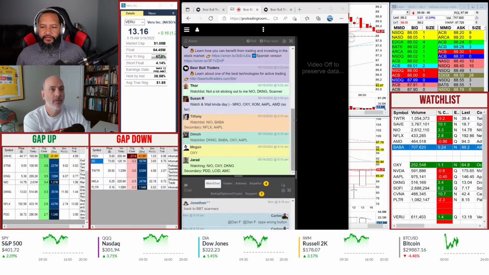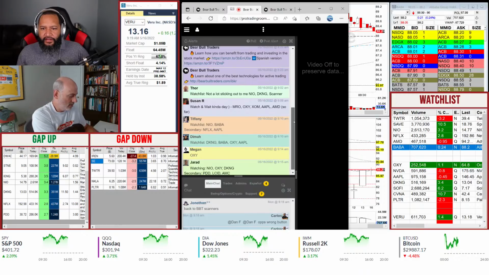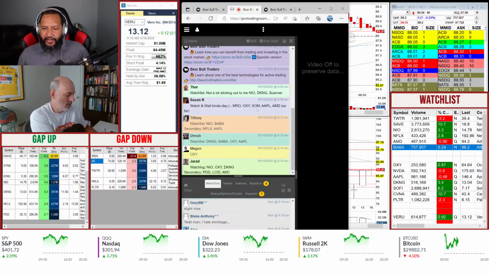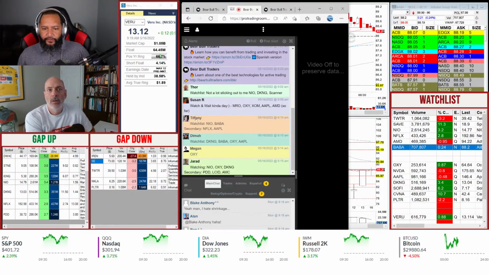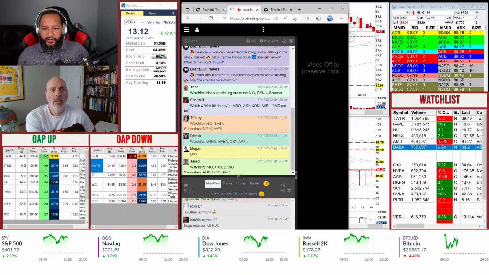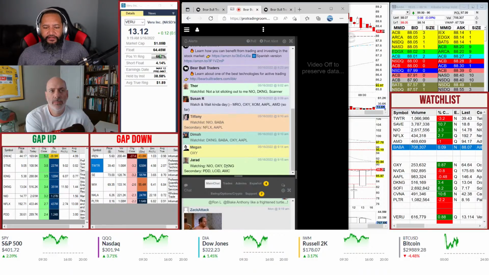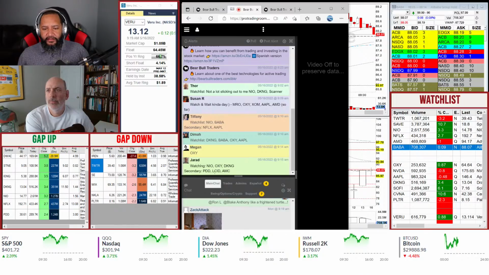Moderators lineup for this morning, starting with Thor. Not a lot sticking out for him: Neo, DKG, and scanners at the moment. Susan will be looking at MRO, Oxy, XOM, Apple, AMD so far. Tiffany has Neo, Baba, secondary list, Netflix, and Apple. And Dima has DKG, Baba, Oxy, and Apple on her list. Megan's looking at Oxy just today. Jared will be looking at Neo, Oxy, DKG, secondary list, PDD, Lucid, and AMC this morning. So that is what we have there.